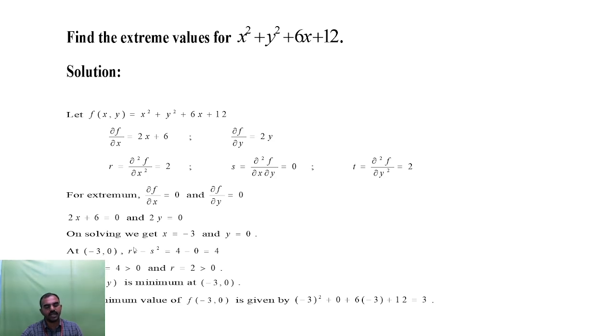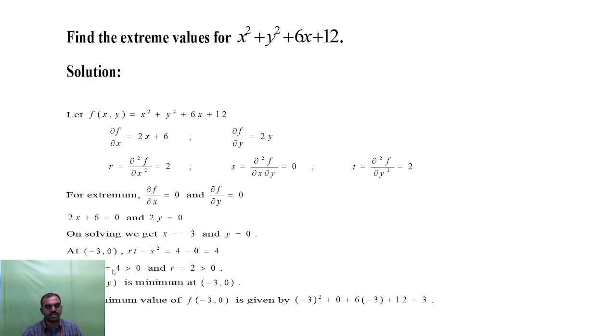Okay. Next we have to check rt minus s square. What is the r value? 2. The t value is also 2. Here there are no functions of x and y, so there is nothing to substitute at minus 3 comma 0; all the values are constant. We directly substitute r, t and s values. r is 2 and t is 2, so 2 times 2 is 4, minus s square. What is the s value? 0. So 0 square is 0, and 4 minus 0 gives 4.